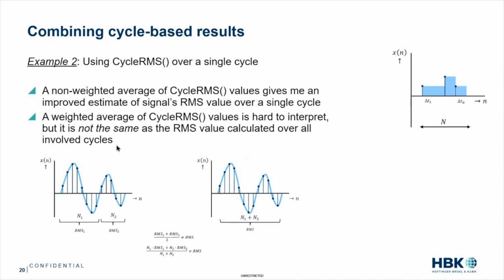So the interpretation of the weighted average for cycle RMS is not so clear. For cycle mean, it is clear, but for cycle RMS, it is much more complicated. The non-weighted average is much more clear. It just gives you a better estimate. So the situation with cycle RMS is fundamentally different from the situation with cycle mean.